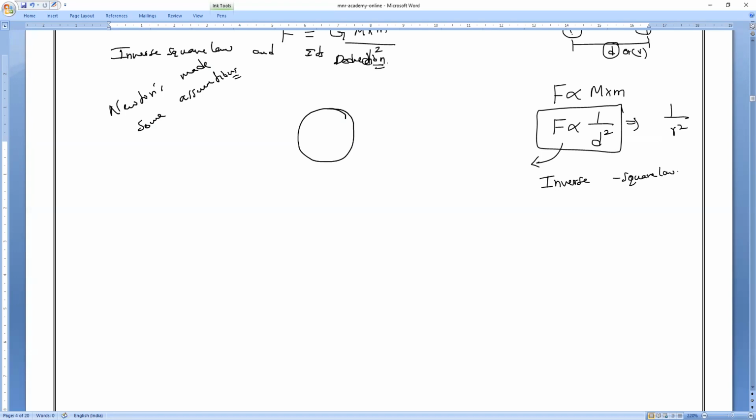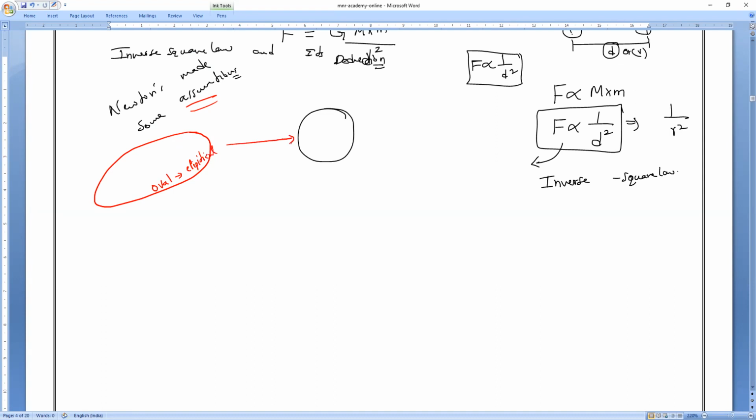Okay, everybody. So what is the inverse square law? Force is inversely proportional to the square of the distance between the two bodies from their centers. What is the assumption made by Mr. Newton? The orbits in which the planets revolve around the sun are actually oval, or elliptical in shape. But Newton assumed they are of what shape? He considered them to be circular. Are you clear, all of you?